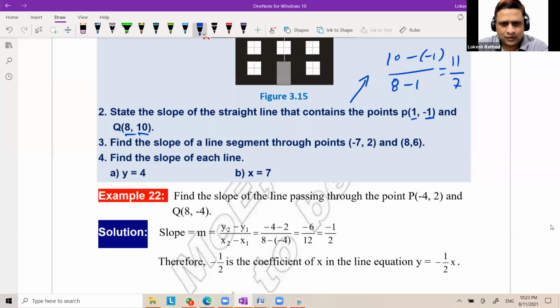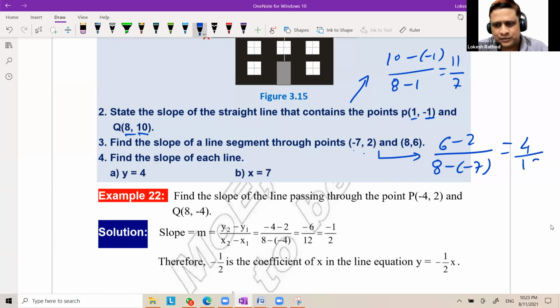Find the slope of the line segment through these two points. Again, change in y coordinates: 6 minus 2, and here 8 minus -7. Right. So which is 4 over 15. 8 plus 7 is 15.